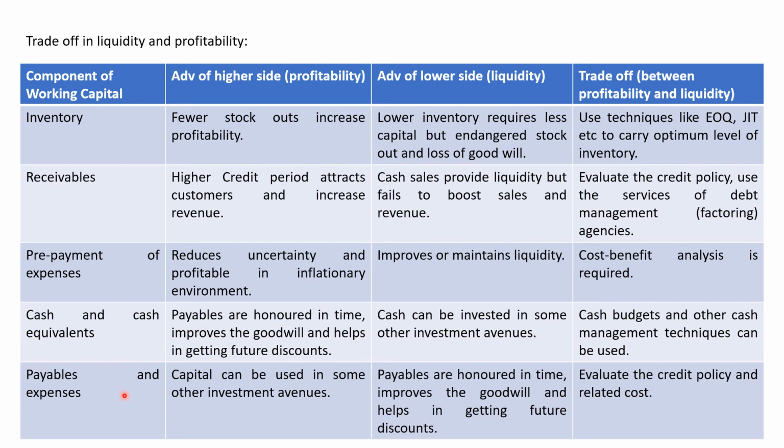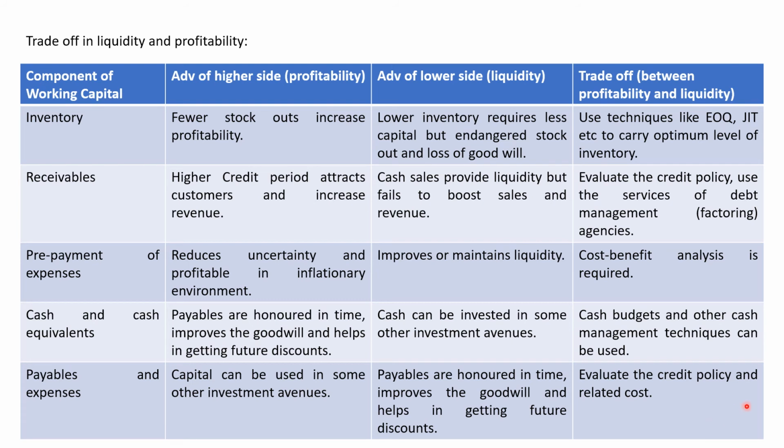That means my payables are higher. When my payables are higher, I have more cash in my hand, then I will invest somewhere and I will earn more income from that investment. And similarly, if I have maintained less payables, then I will get more discounts from my suppliers and I will be able to reduce my cost of production.